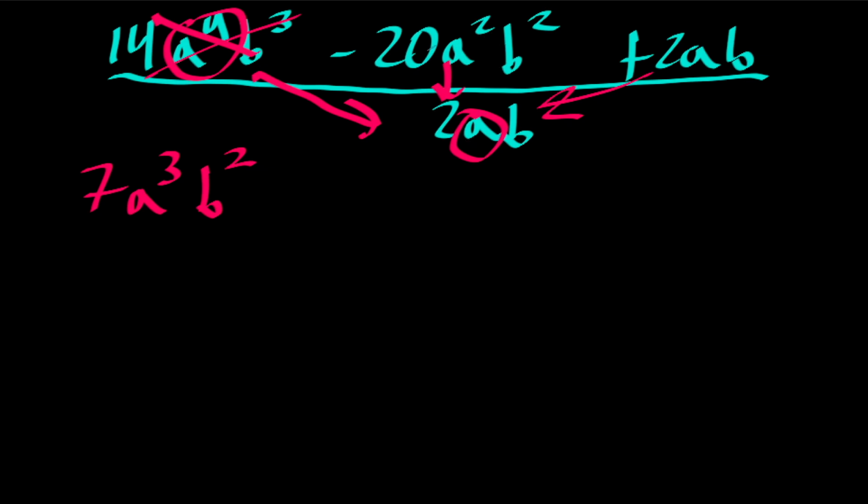Now I'm going to do negative 20a squared b squared divided by 2ab. So 20 divided by 2 would be negative 10, since it's a negative 20. A squared divided by a is going to give me a. B squared divided by b gives me b. And now I'm finished with that term.